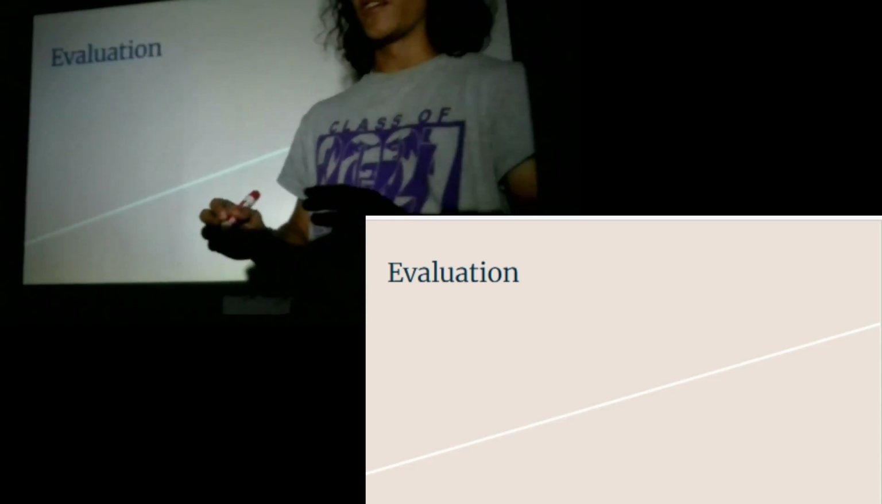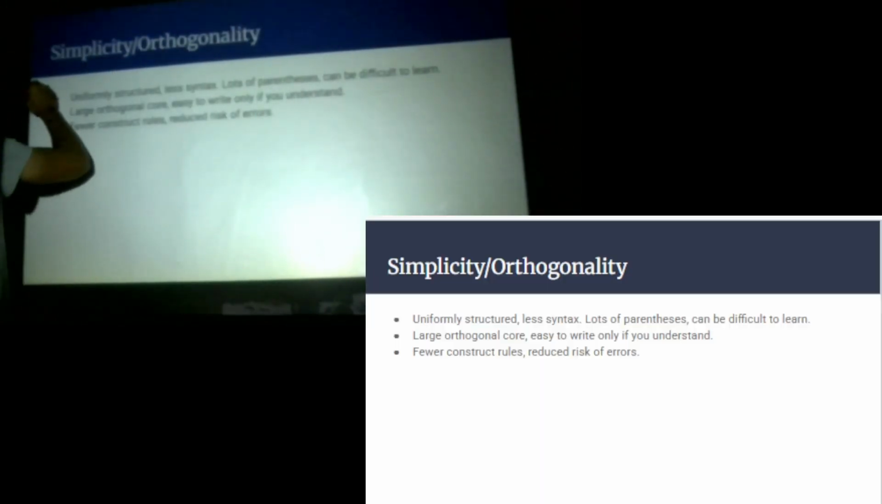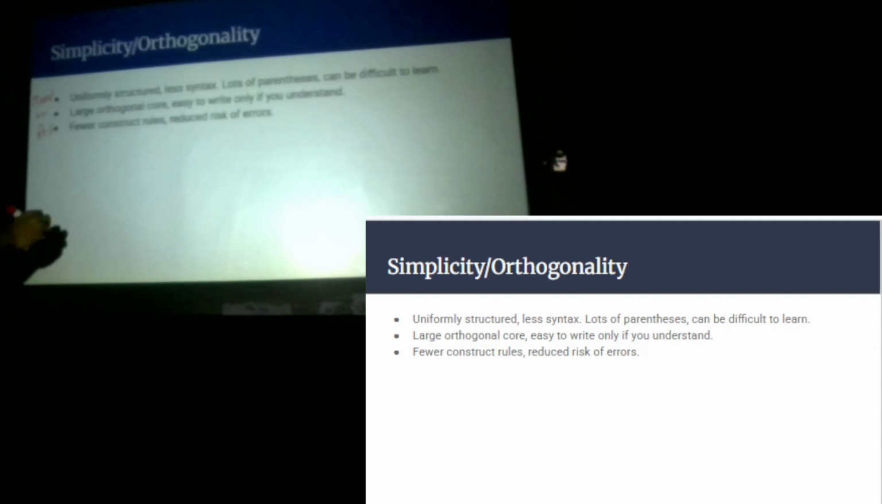Okay, evaluation. And everyone knows this is the Sebesta criteria. You all know what that is. I'm just going to say that for every dot, the first dot is readability, the second dot is writability, and the third dot is reliability. Okay, so everyone should know that.